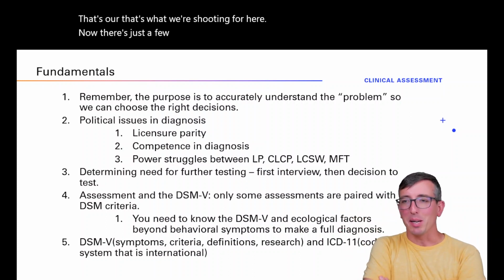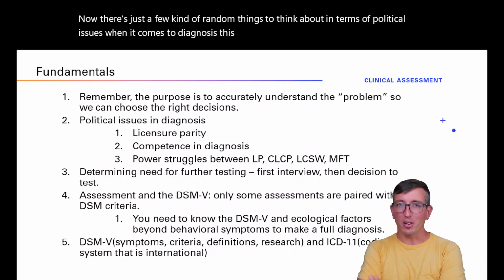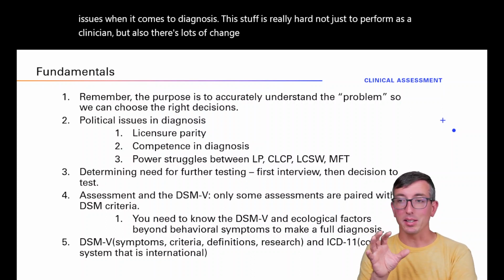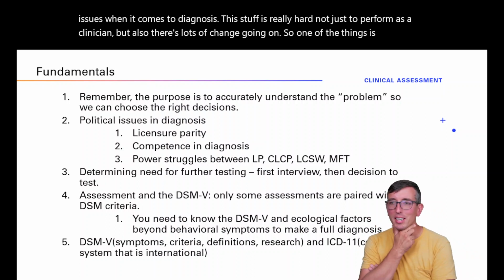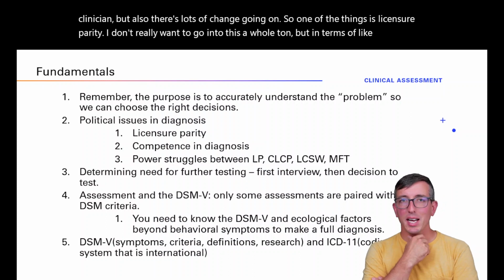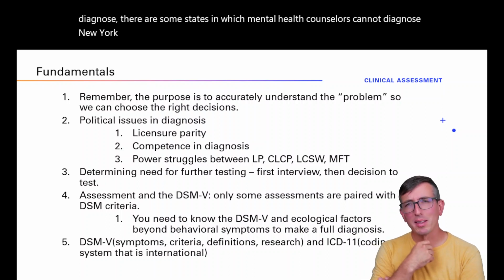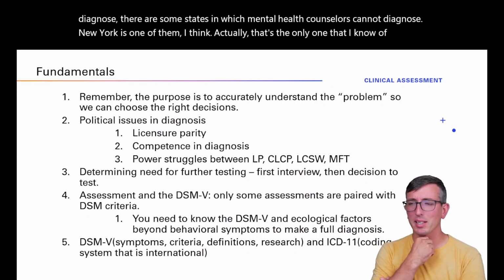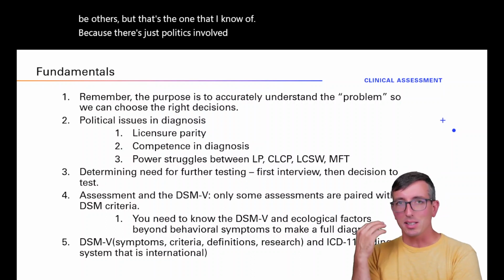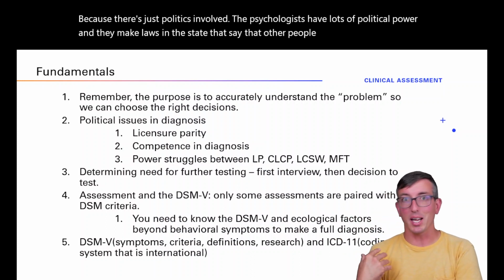Now, there's just a few random things to think about in terms of political issues when it comes to diagnosis. This stuff is really hard, not just to perform as a clinician, but also there's lots of change going on. So one of the things is licensure parity. I don't really want to go into this a whole ton, but in terms of who can diagnose, there are some states in which mental health counselors cannot diagnose. New York is one of them. I think, actually, that's the only one that I know of. It might be others, but that's the only one that I know of. Because there's just politics involved. The psychologists have lots of political power, and they make laws in the state that say that other people can't do the kind of work that they're doing.